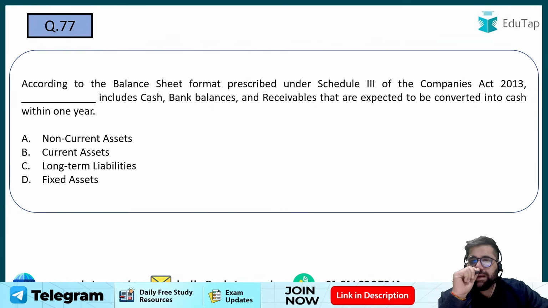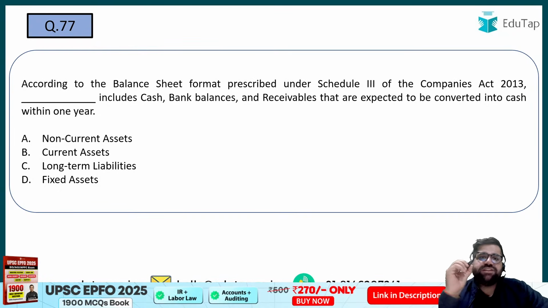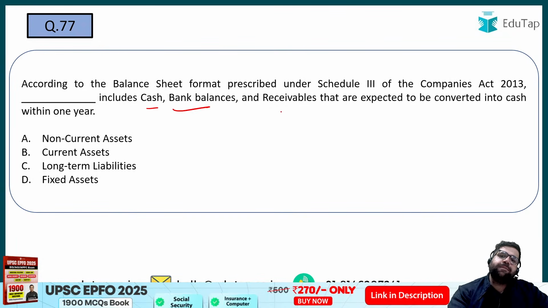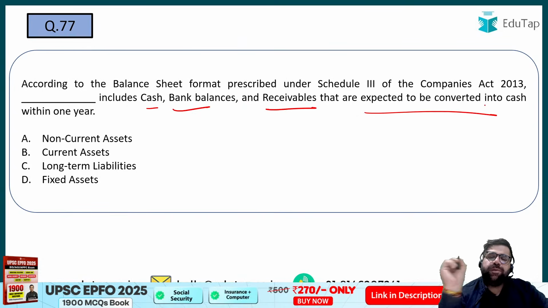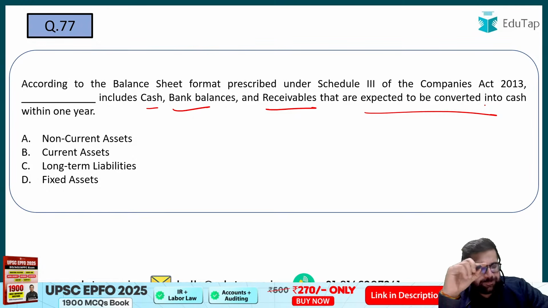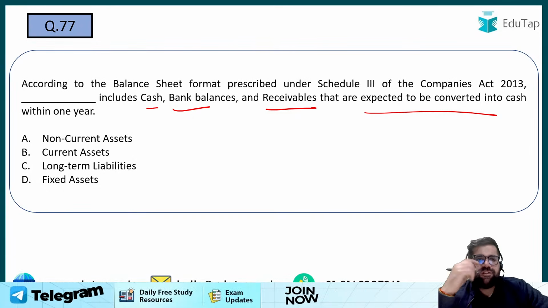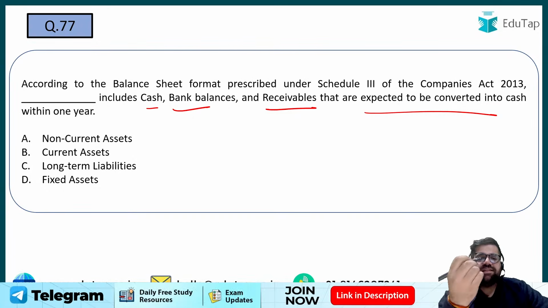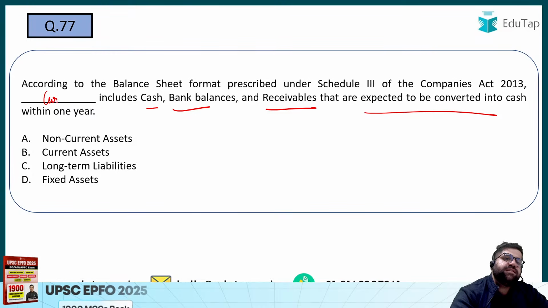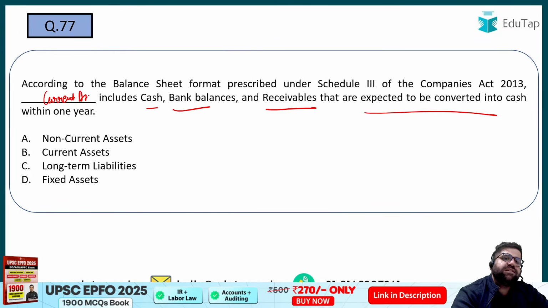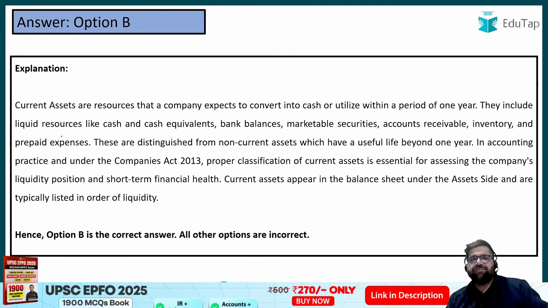Question 77. According to balance sheet format prescribed under Schedule 3 of the Companies Act 2013, dash includes cash, bank balance, receivables and are expected to be converted into cash within 1 year. A kind of a very easy question because this is directly a definition based question. The correct answer will be current assets. So my answer will be option number B.